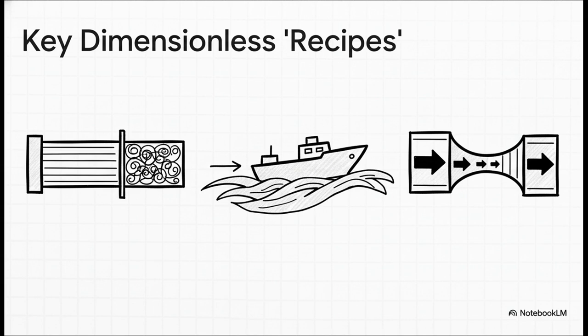Then there's the Froude number. That one is all about the waves a ship creates, so it's absolutely crucial for designing an efficient hull. And the Euler number helps engineers predict and manage pressure drops in all kinds of systems.